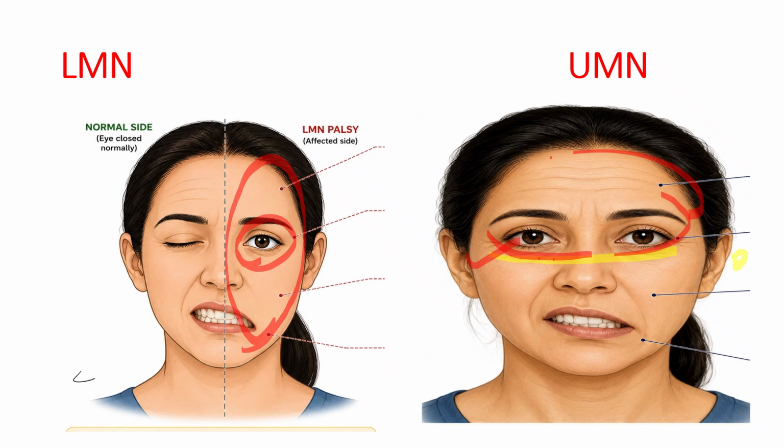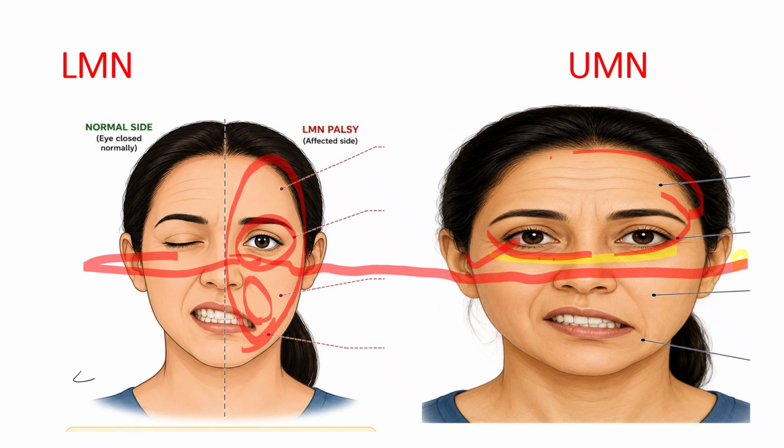The rest, all the findings below this level are exactly the same between UMN facial nerve palsy and LMN facial nerve palsy. That is, the nasolabial fold, if you look here, is less prominent. The angle of the mouth is deviated to the normal side. Here again it is deviated to the normal side. So those differences are common between LMN and UMN facial nerve palsy.